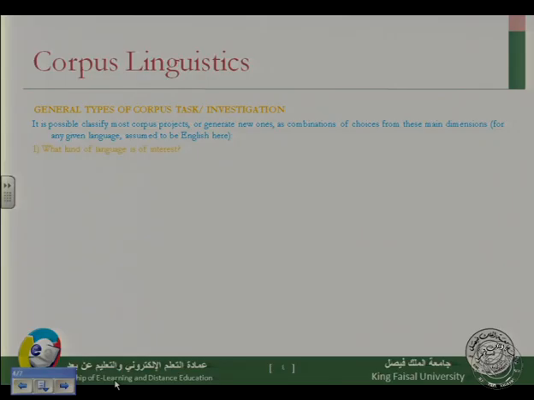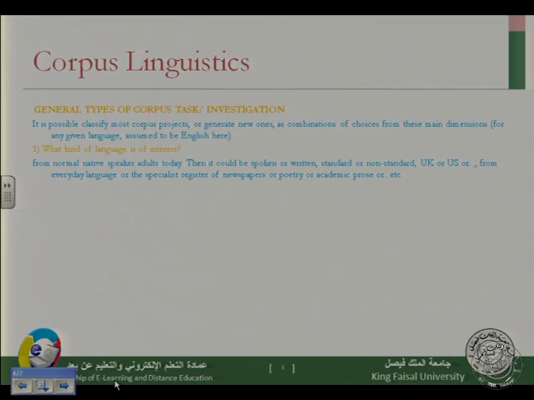What kind of language is of interest? This is a very important question. From normal native speaker adults today, then it could be spoken or written. So if you are looking for normal native speaker, so daily life, daily written and spoken data is recommended. Standard or non-standard, do you want UK English or American English? From everyday language or the specialist register of newspapers or poetry or academic prose, etc. So you have all of these. Which one is of interest to you to look at?